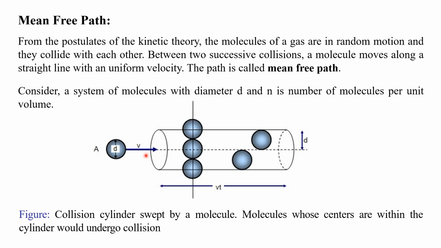Then we discuss mean free path. From the postulates of the kinetic theory, the molecules of a gas are in random motion and they collide with each other. Between two successive collisions, a molecule moves along a straight line with a uniform velocity. This path is called the mean free path.